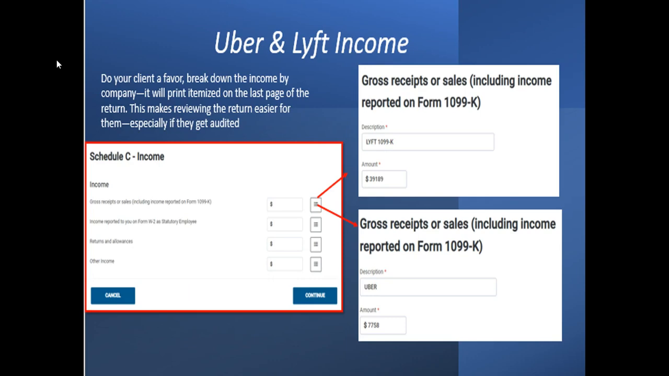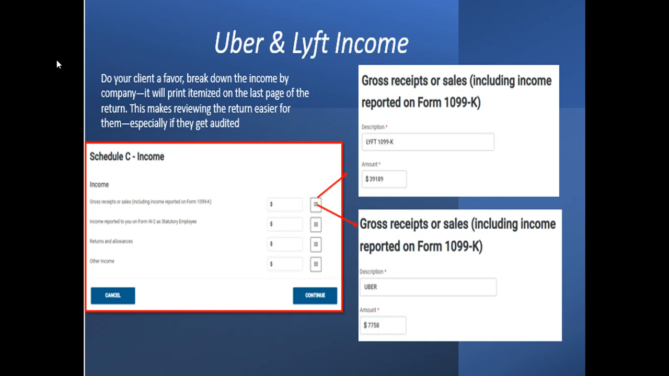When you are entering Uber and Lyft and any self-employment, you're going to have multiple types of income sometimes. When you enter it, my biggest piece of advice, because I have a lot of people who are Uber and Lyft drivers, is don't combine all the income into one number when you're entering it on the Schedule C.